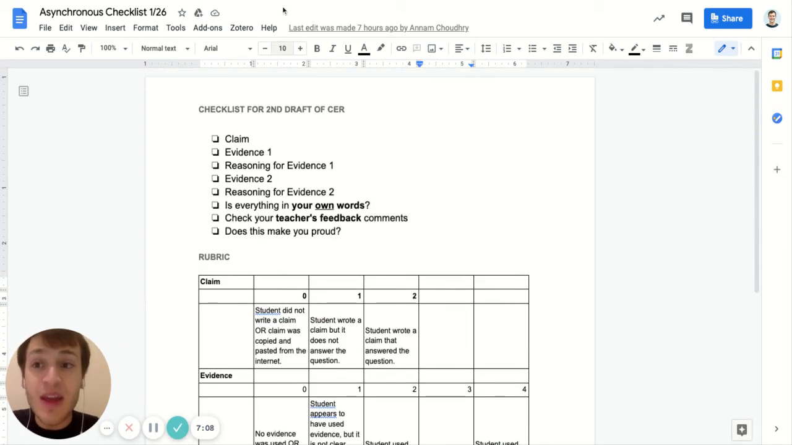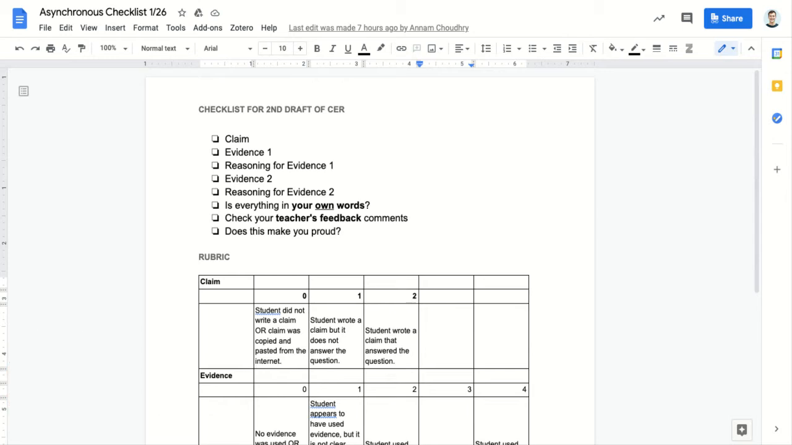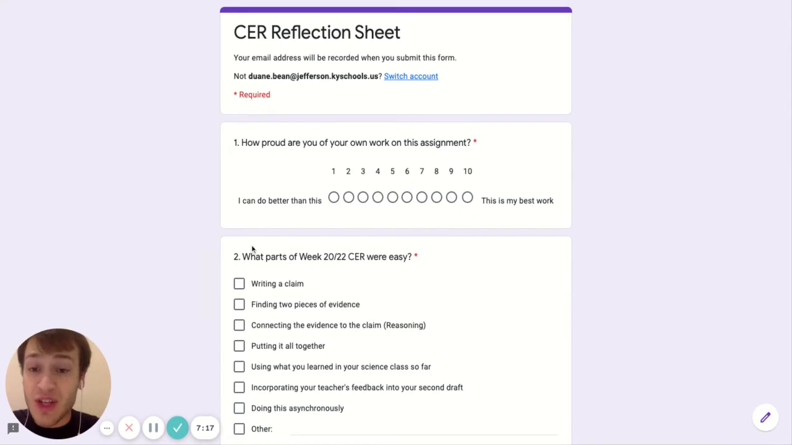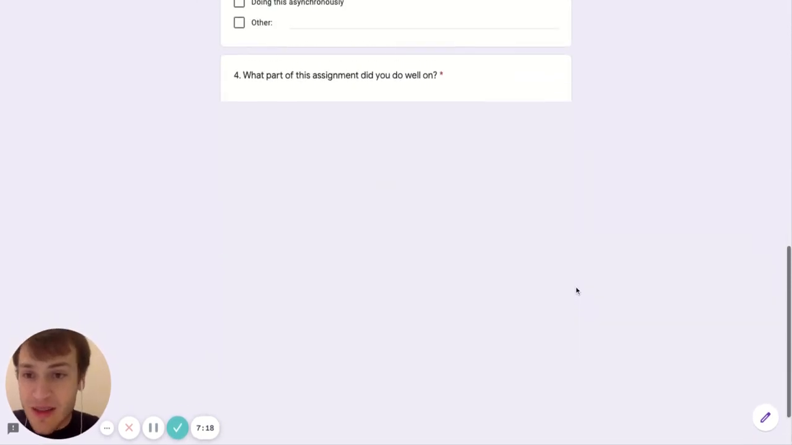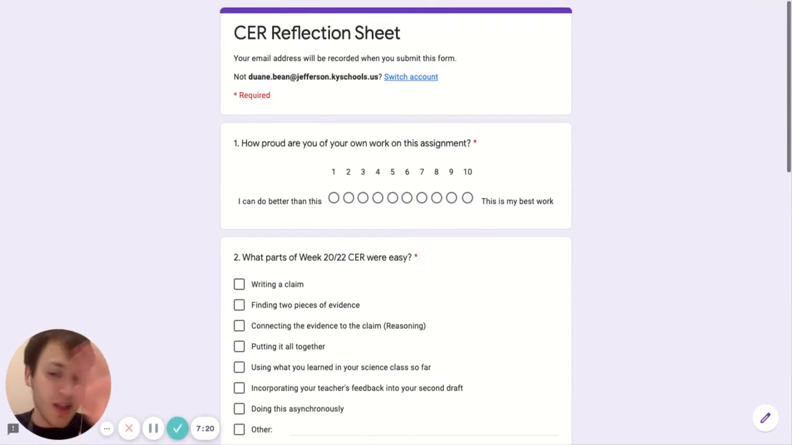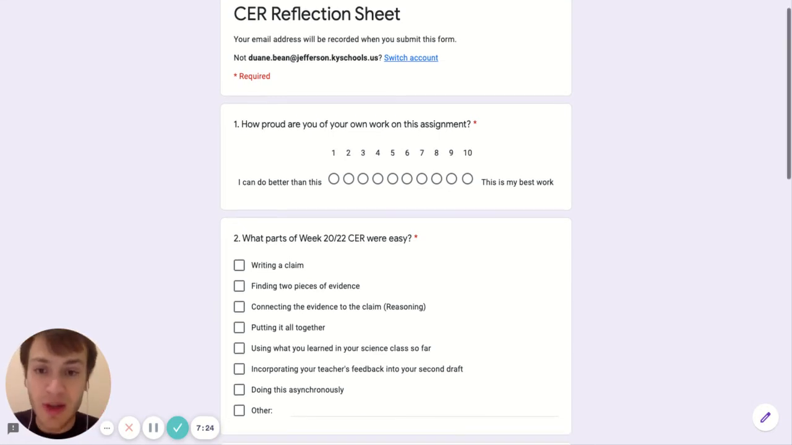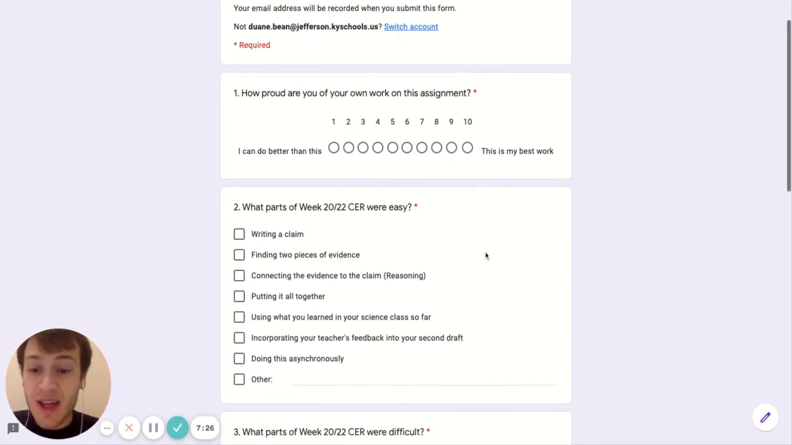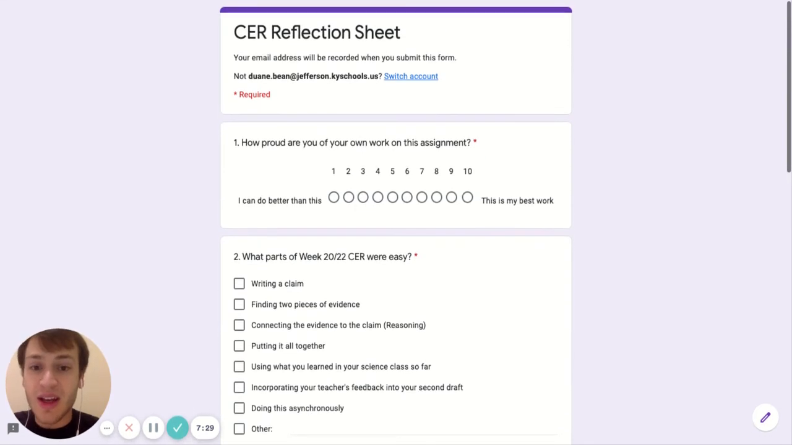When you are done revising your CER, you're going to have a reflection sheet, and the reflection sheet is, I think, 7 questions. It looks long. It's not. It'll take you not very long at all. These questions are just designed to help you think through how you did on your CER. So number 1 says, how proud are you of your work on this assignment? You're going to say 10 if this is your best work, and you're going to say 1 if you can do better than this, or somewhere in between.